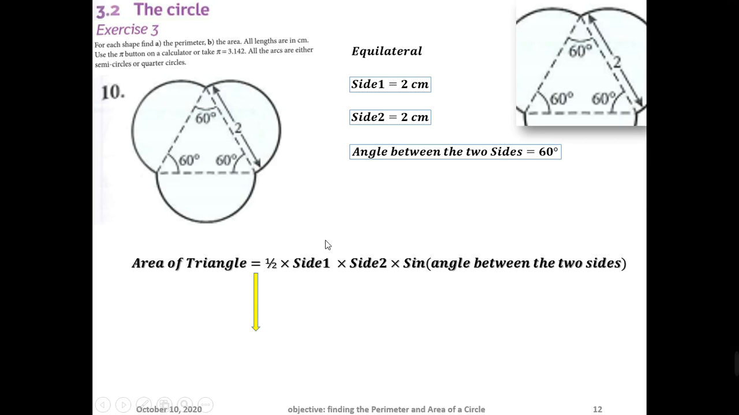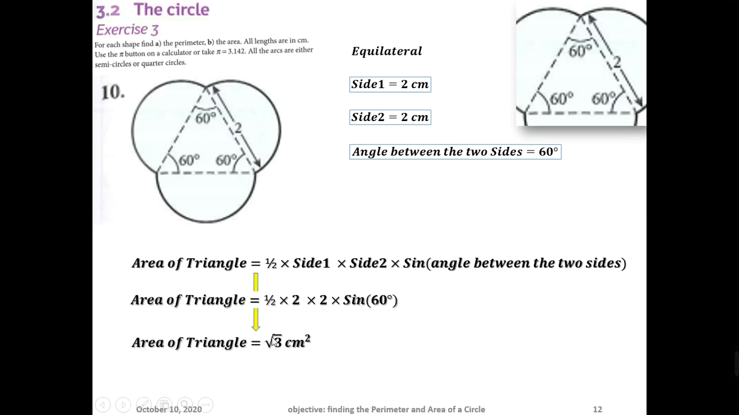We wrote the general formula. Now we're going to substitute in this general formula. Side 1 is 2, side 2 is 2, and the angle is 60. So when we substitute, it's half times 2 times 2 times sine of 60. If you insert this in the calculator, the area of this triangle is going to be square root of 3. And the measurement unit is centimeter squared because all dimensions are in centimeters, and the unit of any area is always millimeter squared, centimeter squared, meter squared, etc.